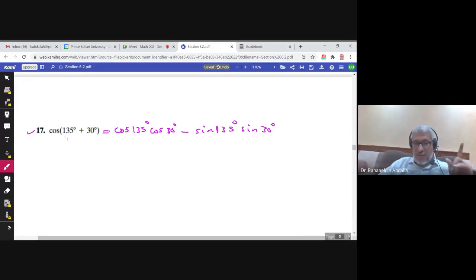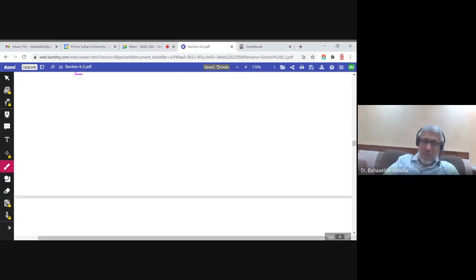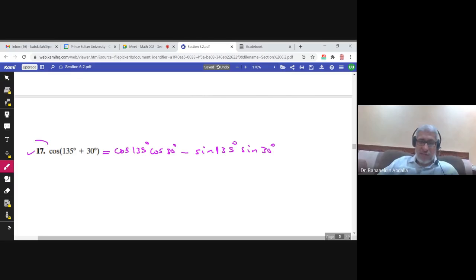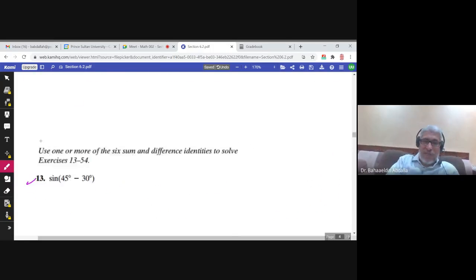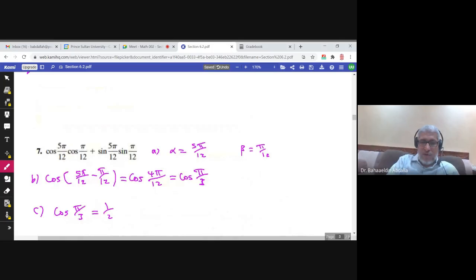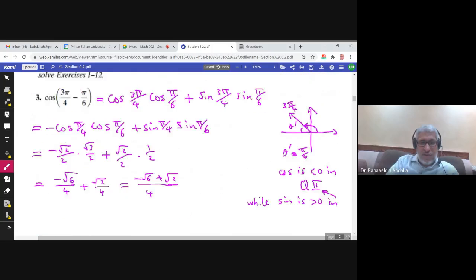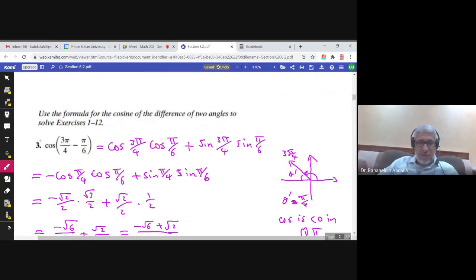Because this is 135. It is not 30, 45, or 60. So this question is important. This question is important when you study this section. Please, you have to study this again. And also, this question is very important, the one we solved here, because this is 5 pi over 12. Sorry, this one, 3 pi over 4. See what we did here?